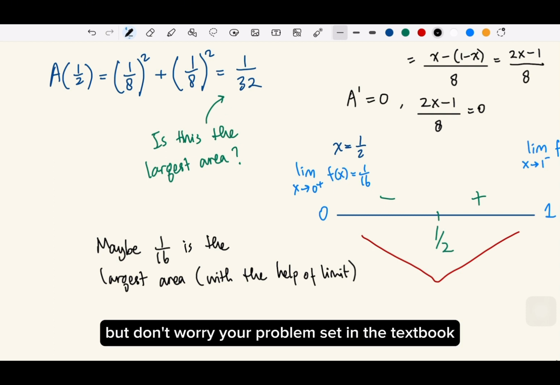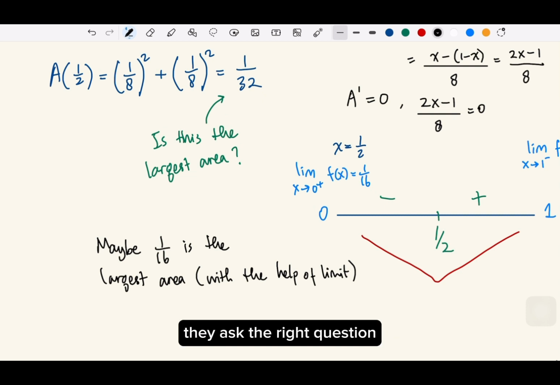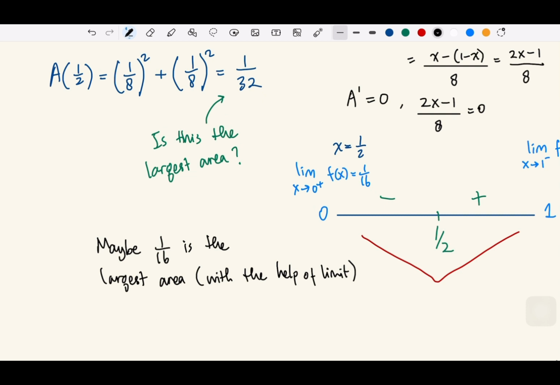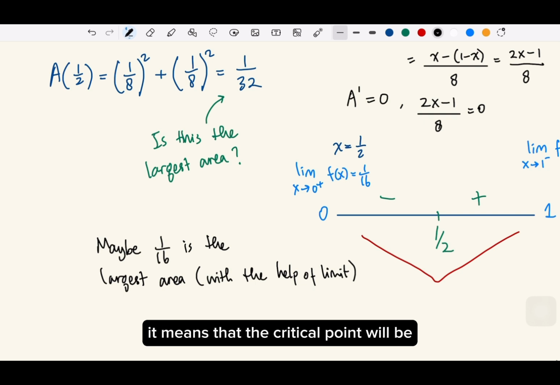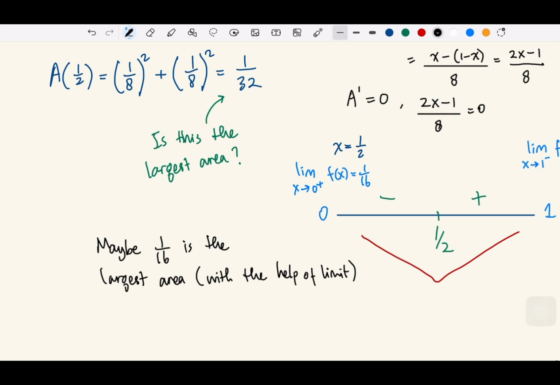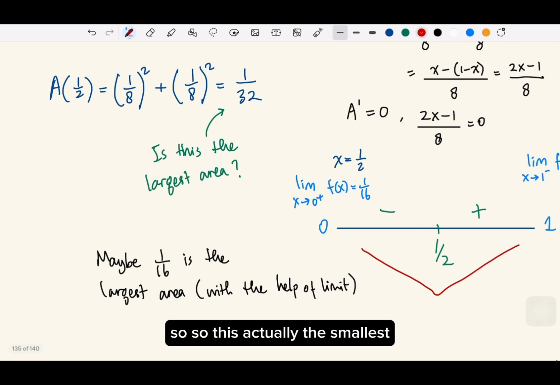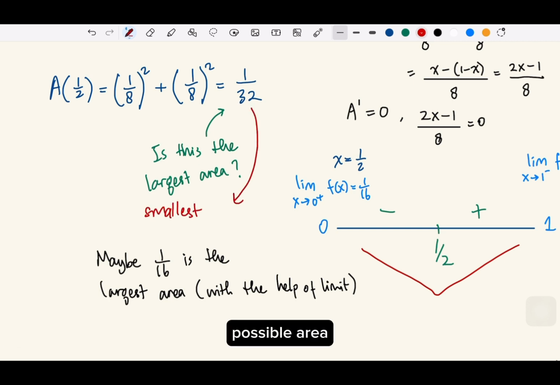But don't worry, your problem set in the textbook, they ask the right question, so you don't need to check again. If they ask about the minima, it means that the critical point will be the answer. So this actually is the smallest possible area.